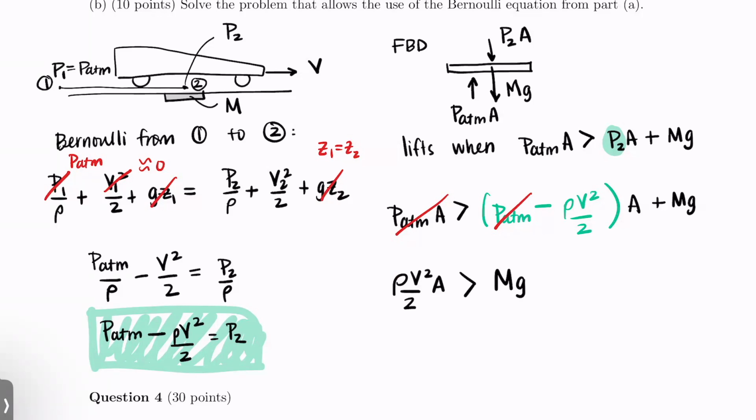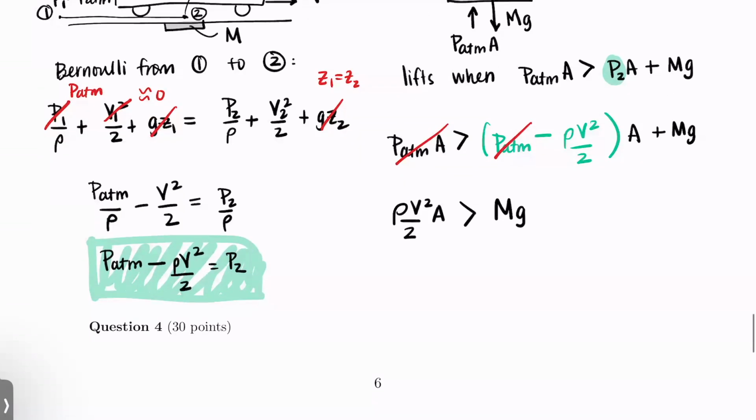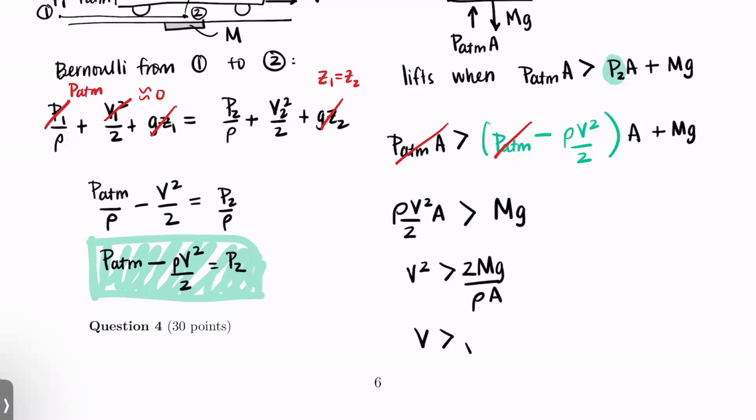All right, and now I'm just going to solve for V. So I have V squared has to be greater than mg times 2 divided by rho A. And then I'm going to take the square root of both sides.